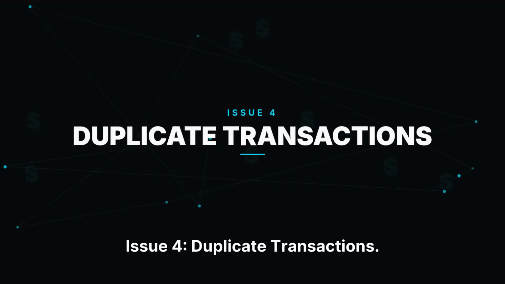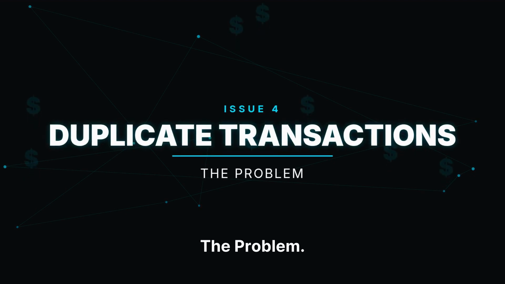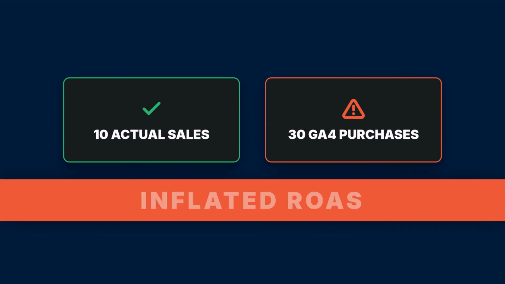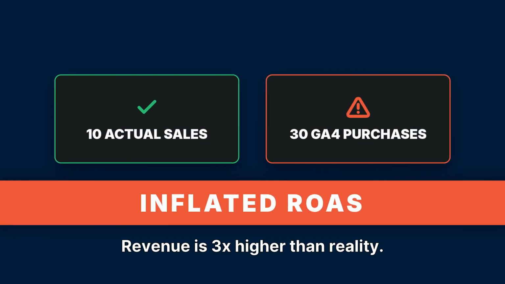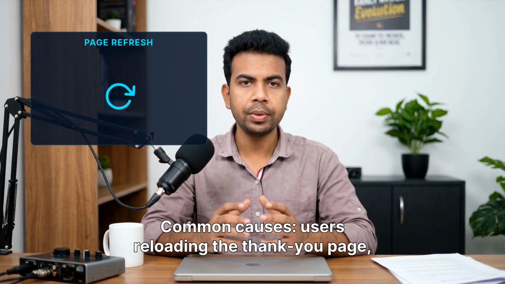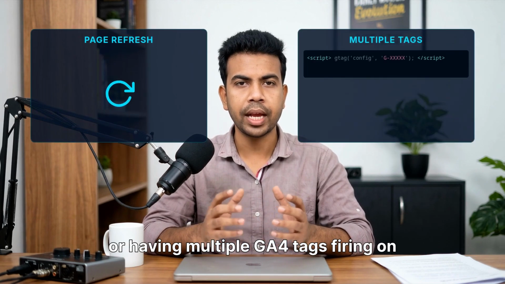Issue 4. Duplicate transactions. The problem: you sold 10 products but GA4 shows 30 purchases. Revenue is 3x higher than reality. Your data is useless. Common causes: users reloading the thank you page or having multiple GA4 tags firing on the same site.